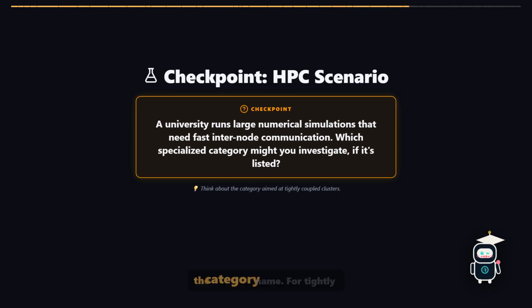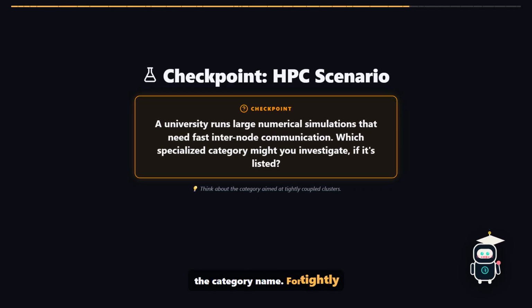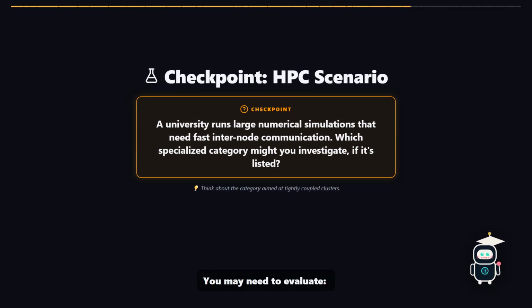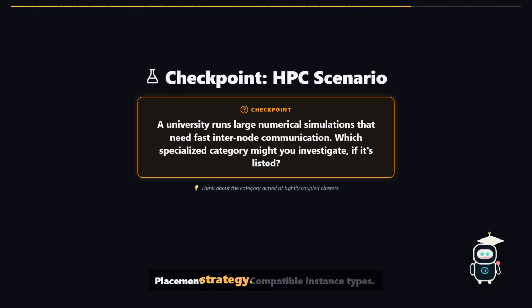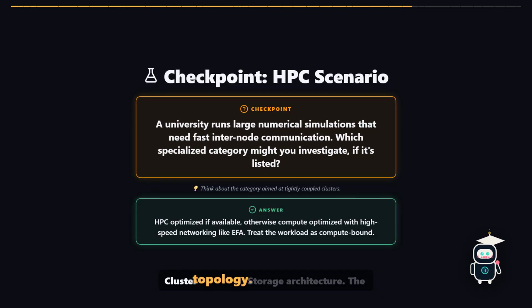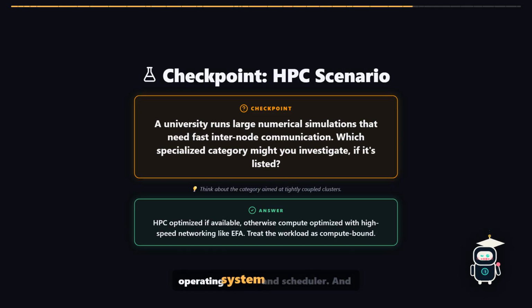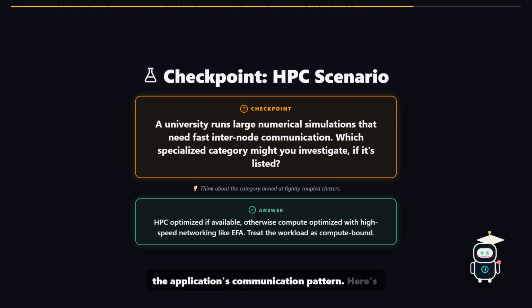But don't stop at the category name. For tightly coupled distributed workloads, the network between nodes can be just as important as the processors. You may need to evaluate Elastic Fabric Adapter, or EFA. Placement strategy. Compatible instance types. Cluster topology. Storage architecture. The operating system and scheduler. And the application's communication pattern.